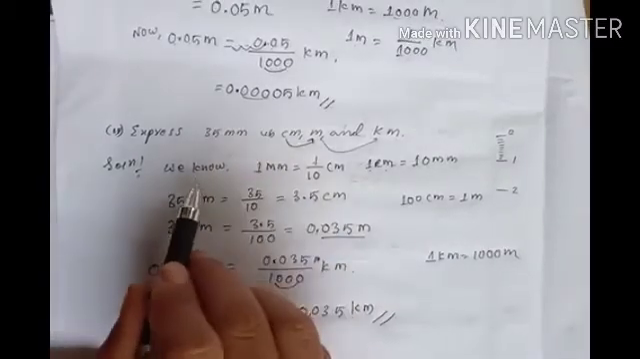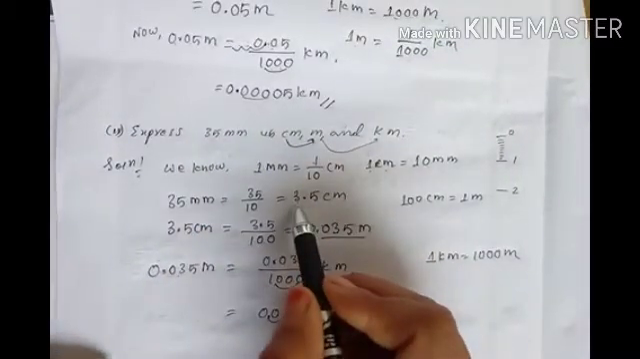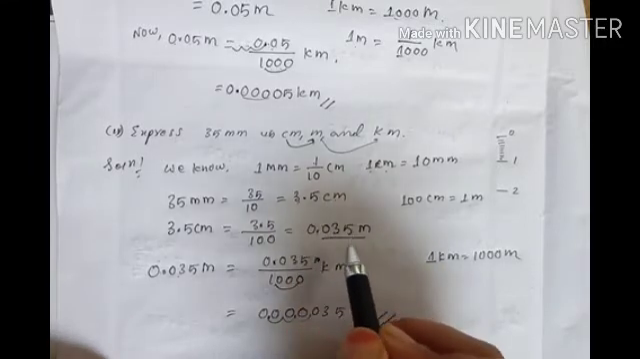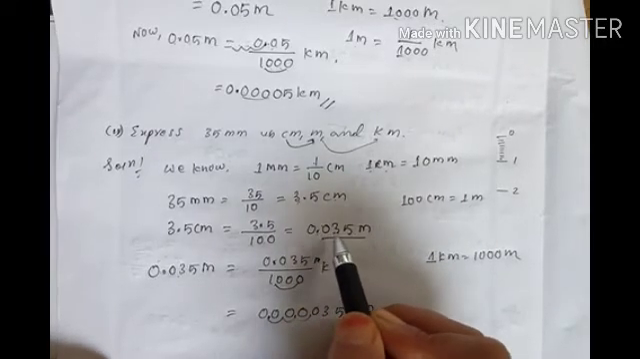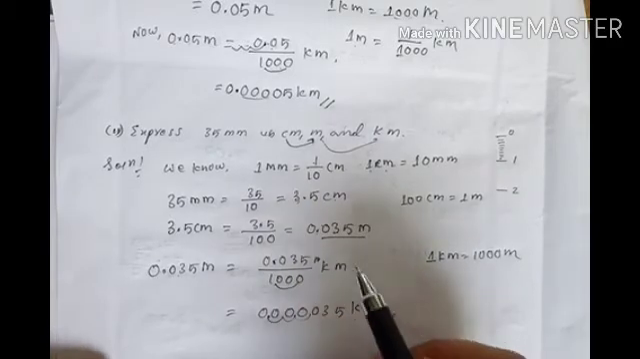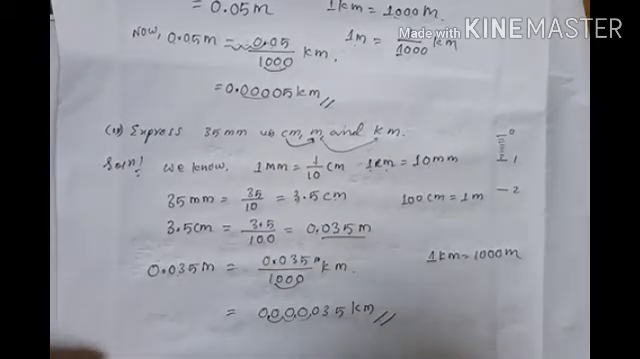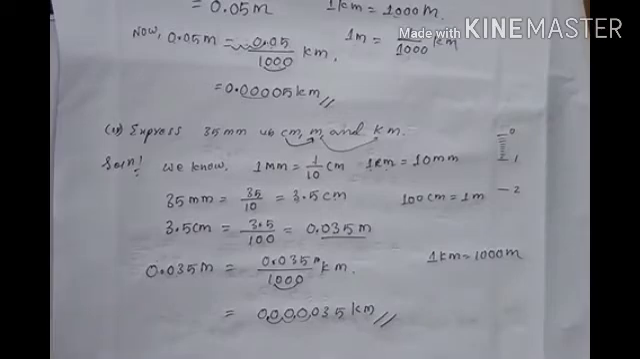When you convert 35 meter to centimeter, you got 3.5 centimeter. Then again when you convert this to meter, it becomes 0.035 meter. Then again when you convert this to kilometer, you got 0.00035 kilometers. So this is your answer. Now come to the next question.